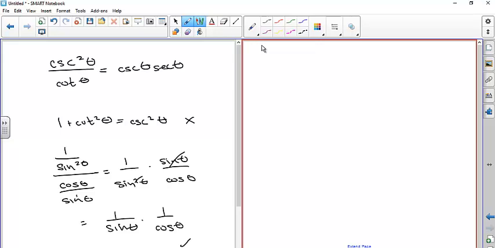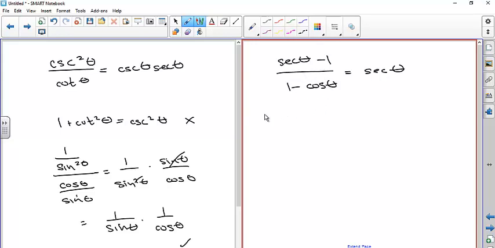Okay, let's see what I got here. So I've got secant theta minus 1 over 1 minus cosine theta is equal to secant theta. So I look at this, and somehow I've got to do some simplification.